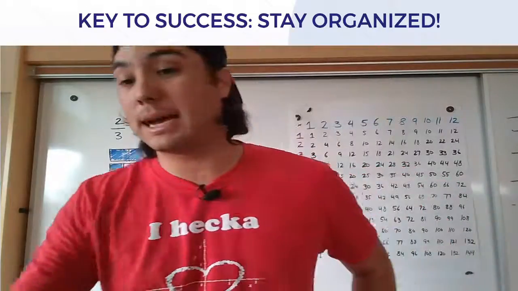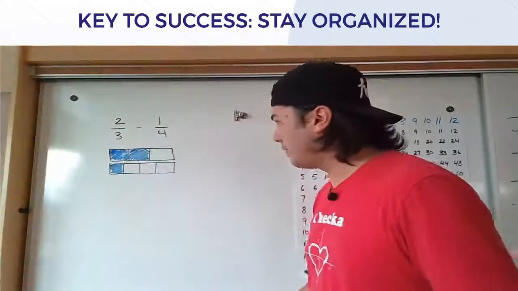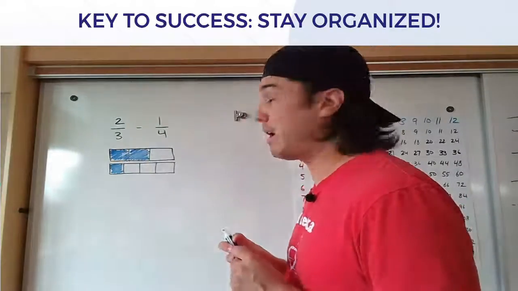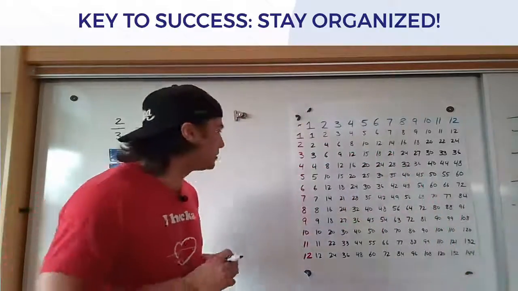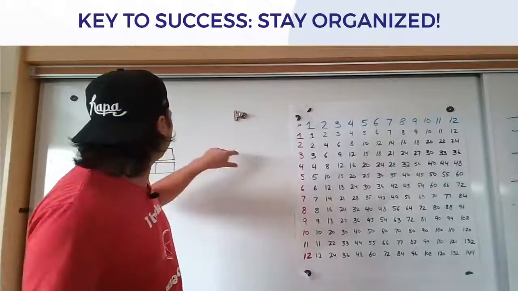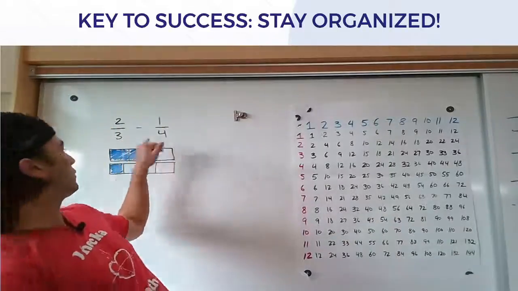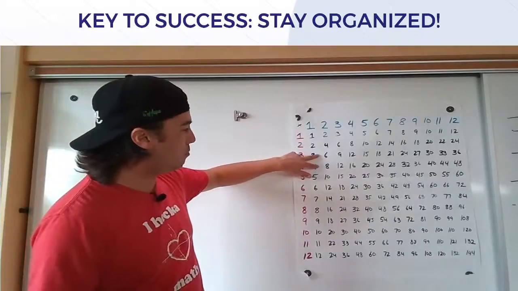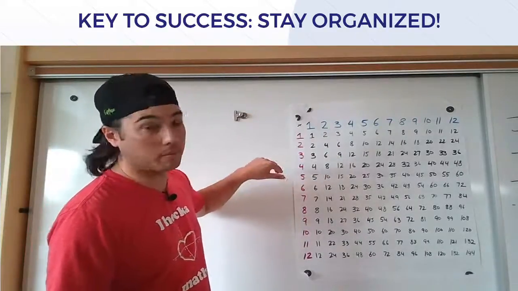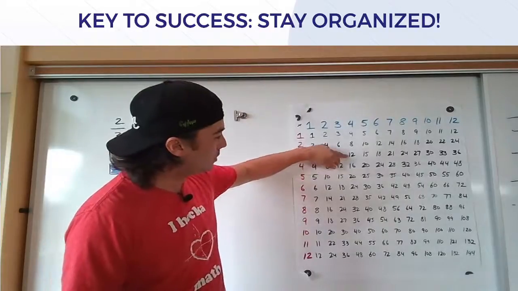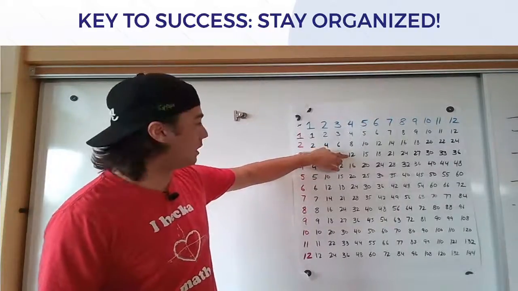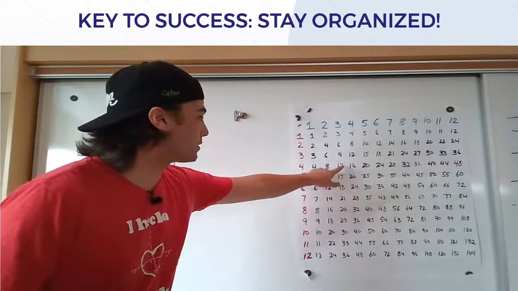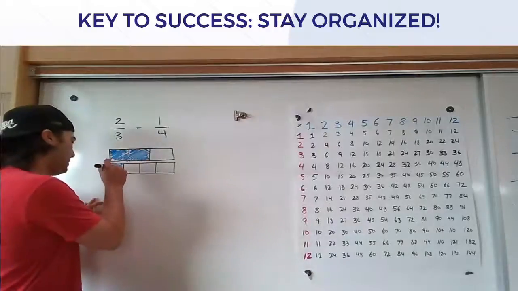So what we need to do is make sure that, like with addition, we have the same size denominators. So if we've got 2/3 and 1/4, we need to figure out what our common denominator is going to be. If we take a look at the 3's column for our thirds and the 4's column for our fourths, what number shows up in both, meaning they're a common multiple? That would be 12. Okay?